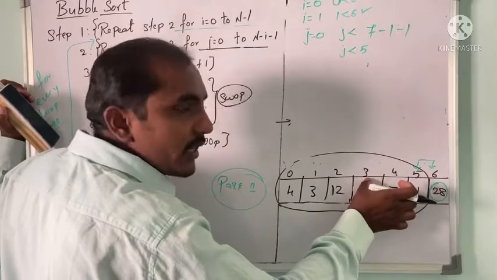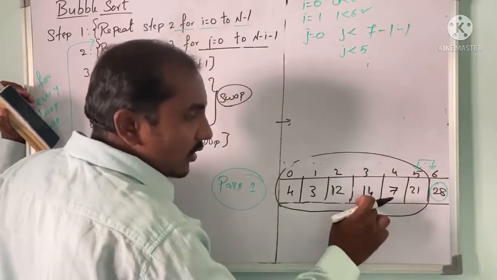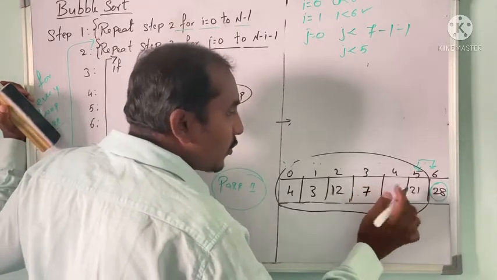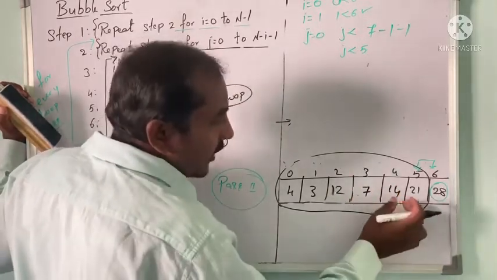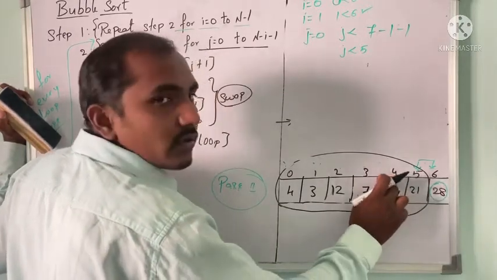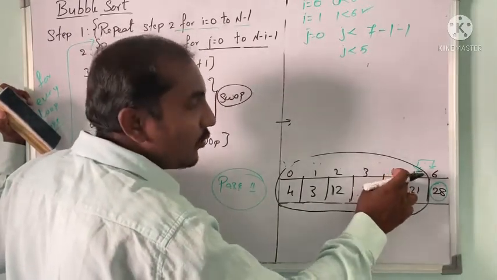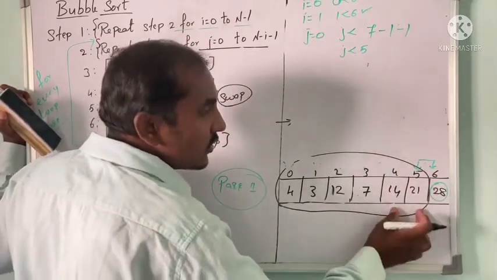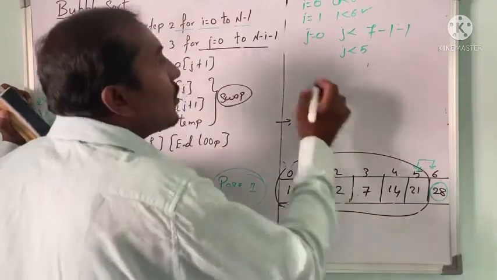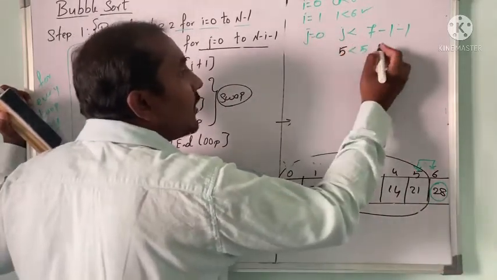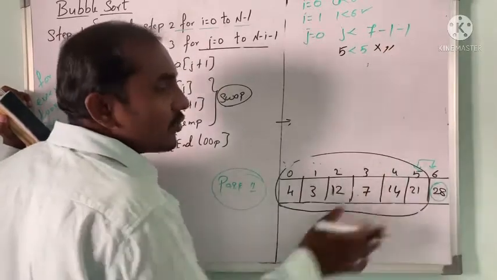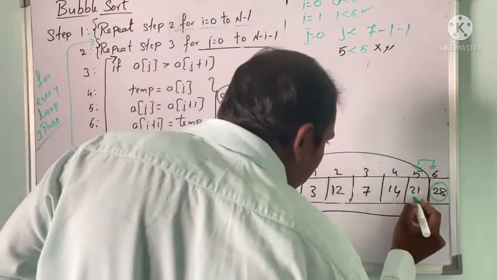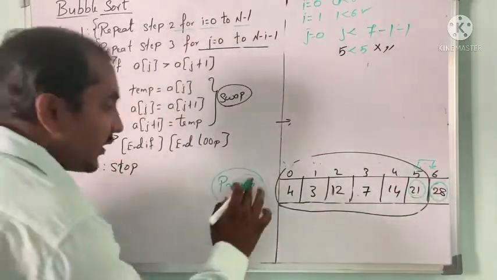When j becomes 3, we are going to compare these two elements. Is 14 greater than 7? That is true. So I am going to get 7 here and 14 here. And again, when j equals 4, when I compare these two elements, is 14 greater than 12? No, that is not true. This will remain as it is. So once j reaches 5, 5 less than 5 will be false. So then we are going to stop there. When this happens, the second largest element will be in the last position. So that is pass 2.